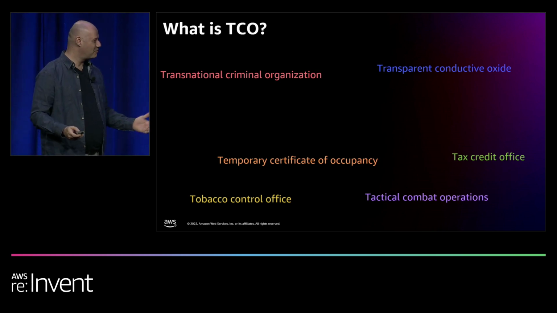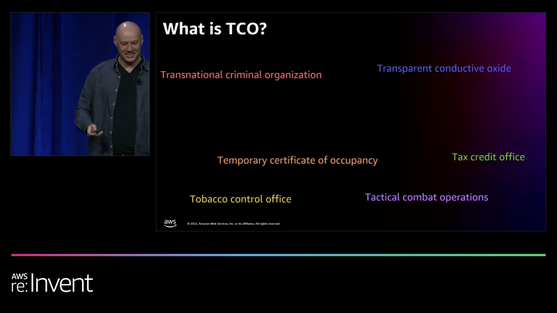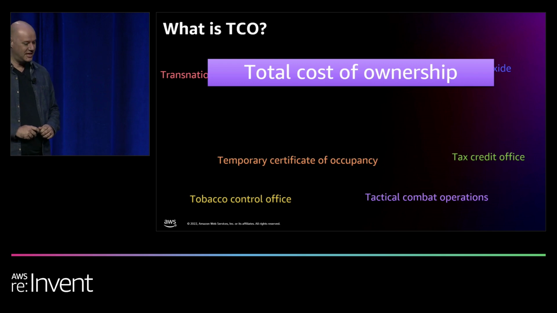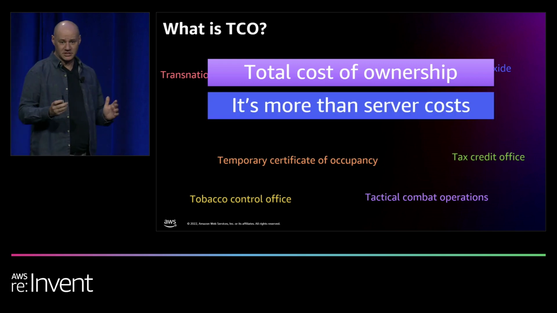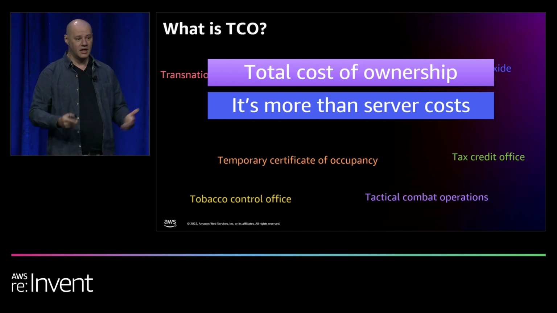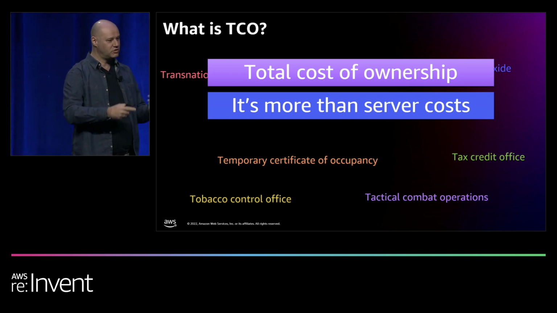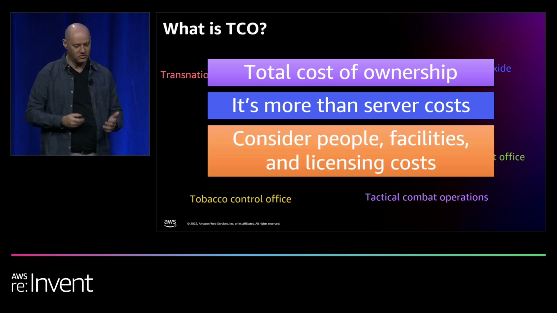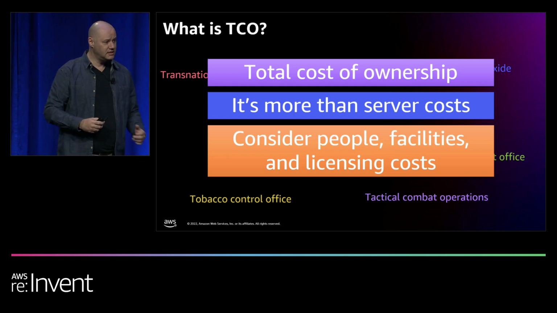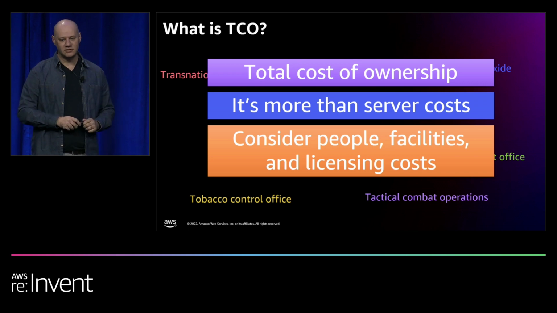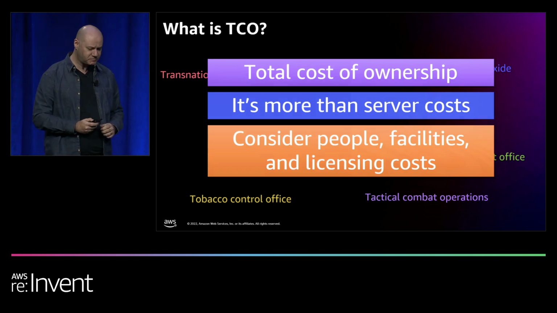We are here to talk about TCO, right? The total cost of ownership. So that's the main topic today. It's not just about servers, right? Most people sometimes think, oh, I have to compare the cost from on-premises with AWS. Let's just take the server cost, multiply that, and we get a number of instances. It's much more than that, right? We have to take into consideration the people, licensing, facility costs, networking costs, storage costs, so there are other aspects as well that you should take into consideration.